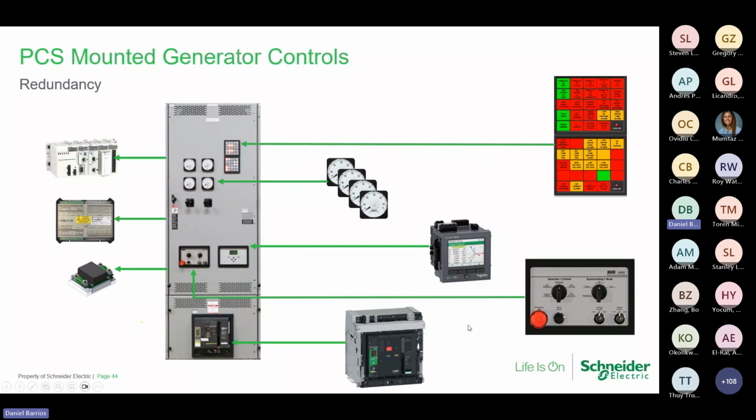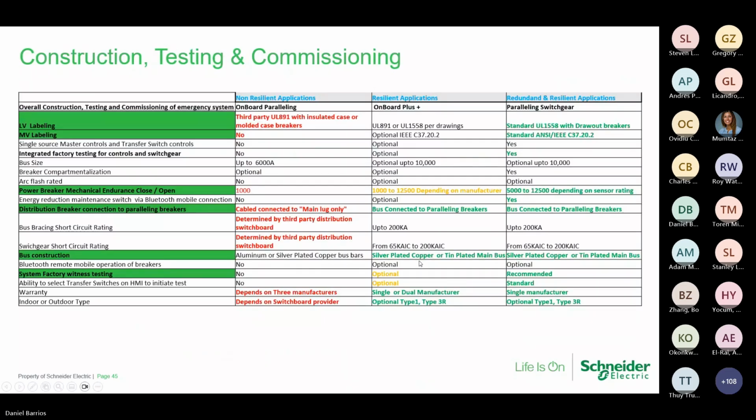Down at the bottom, you'll see that these are draw out breakers. Usually we're using an MTZ or an NW type breaker nowadays from Schneider, Square D. Back to the comparison again here. You notice on the far right side, standard UL 1558 design with draw out breakers. We are building it to an ANSI standard C37.20.2. When you look at the number of times you can operate that breaker, anywhere between 5,000 to 12,500, depending on the rating of the breaker, before you have to do any maintenance to that breaker.